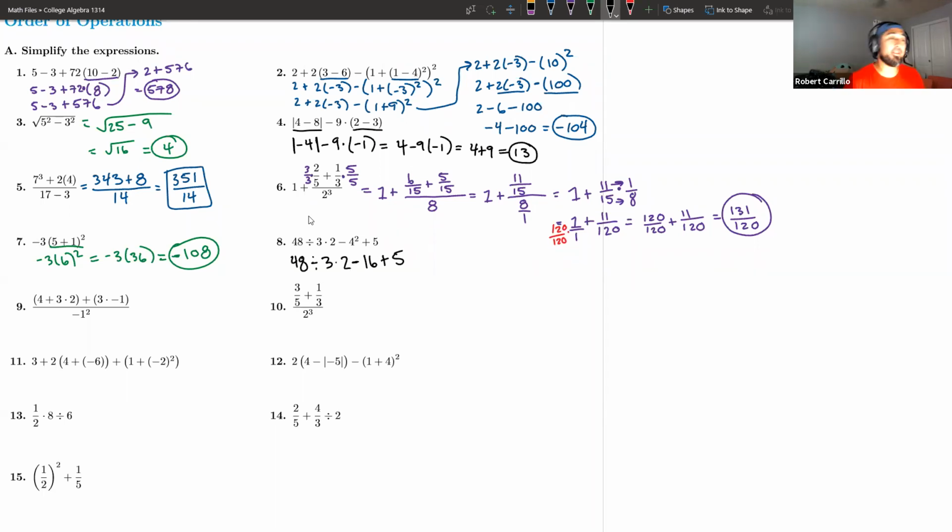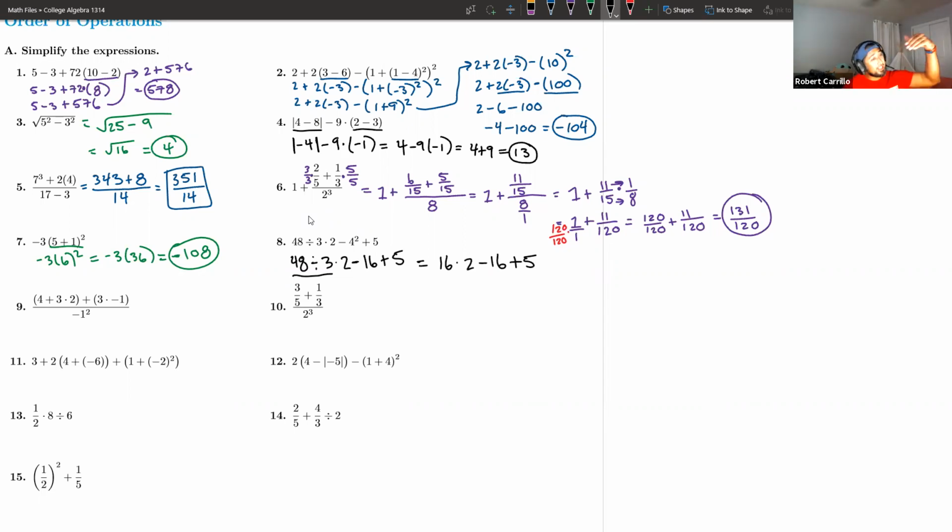Okay. Now we've handled parentheses, we handled exponent. The next thing is what comes first, multiplication or division? Either or. Solve from left to right. Division comes first, so we will divide first. What is 48 divided by 3? 16. So now you have 16 times 2 minus 16 plus 5.